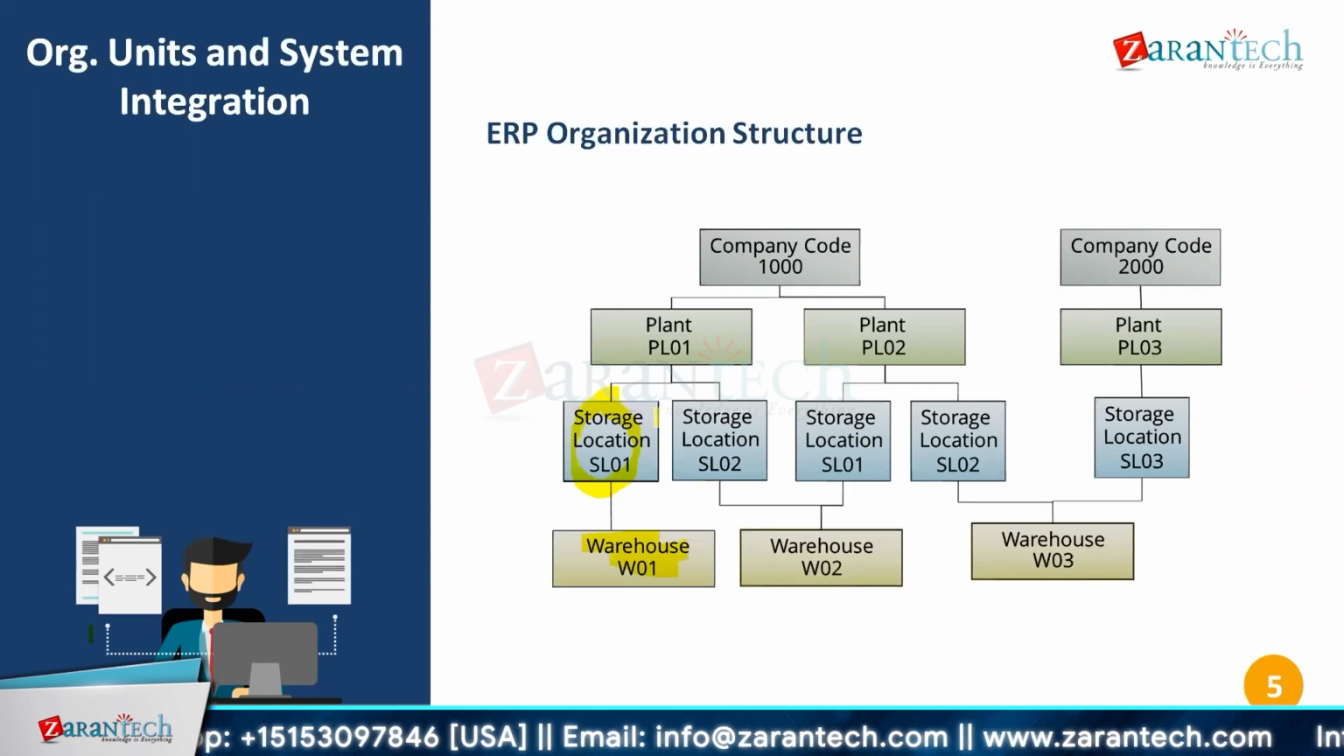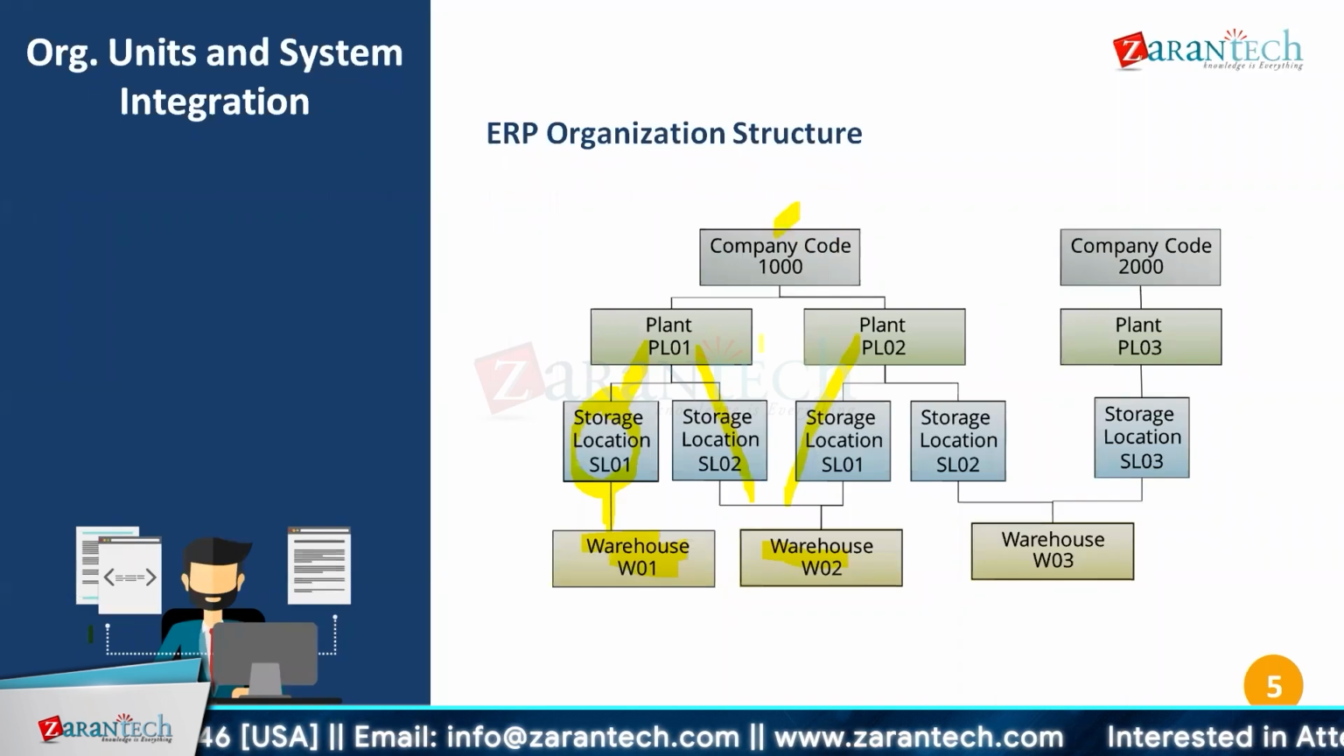Okay. So technically in the system, one combination of plant and store location is assigned to a warehouse. You cannot assign one plant store location combination to more than one warehouse. It's a unique assignment to a plant store location. So one plant store location combination can only be assigned to one warehouse. You cannot assign plant PL01 SL01 to W02 if it is assigned to W01. Then you can assign a warehouse to a plant store location combination or to a different plant store location combination belonging to the same company code.